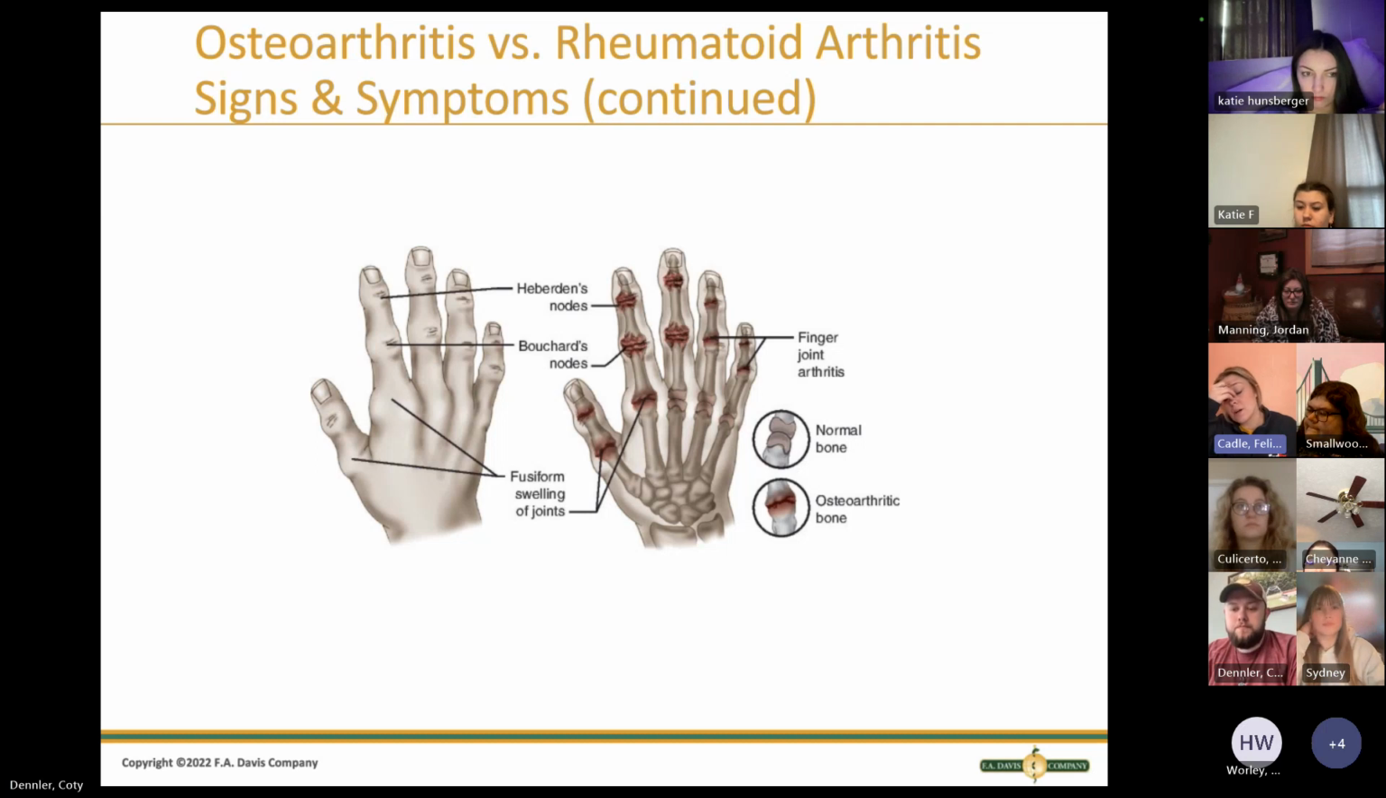So this picture right here, is it just, I don't know how to say it, osteoarthritis? It's both? No, so the nodes, the Heberden's and the Bouchard's nodes, are osteoarthritis. And then the swelling is the RA. The fusiform, yeah, I would characterize it under RA.